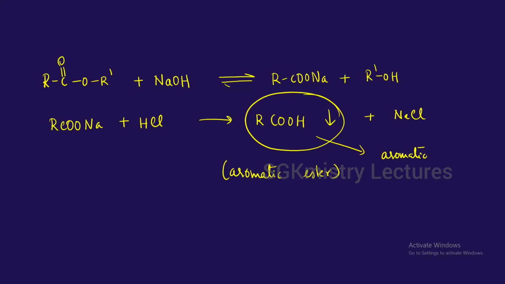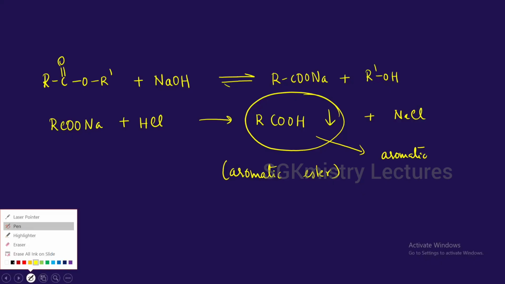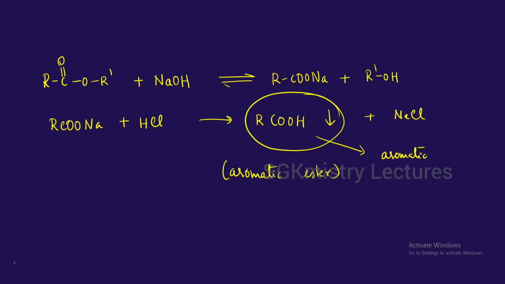So when you're adding the dilute HCl, you can see the precipitation, especially the solid which separates out, which is nothing but the carboxylic acid that is formed. Right. So this is with respect to how we are going to detect the presence of ester. So that is the first test to find out if the given compound is an ester. Now to confirm the presence of the ester, we have to go for the next test, that is the hydroxylamine test.